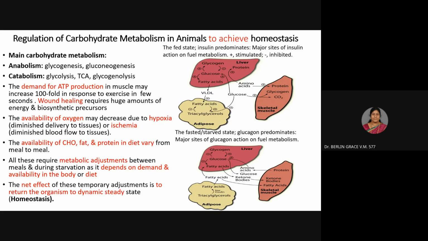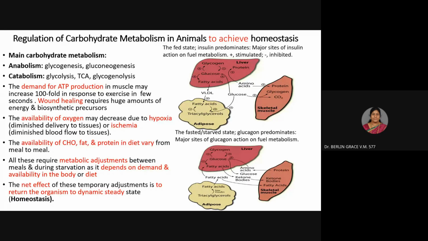And bioavailability of the oxygen. So oxygen may decrease due to hypoxia condition. Different disorders or diseases will lead to hypoxia condition, especially cancer, and it will lead to a decrease in the availability of oxygen. And so the delivery to tissue also will be diminished. There is another condition called ischemia. There the blood flow to the tissue will be diminished. Okay, so these are the conditions which will give stress, and this also will alter the metabolic flux.